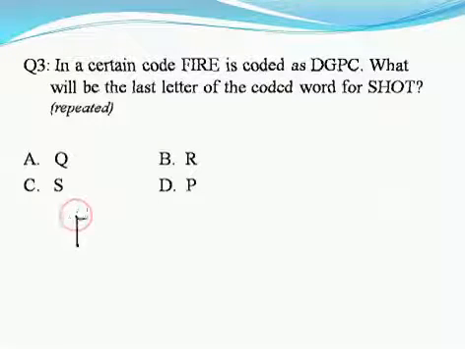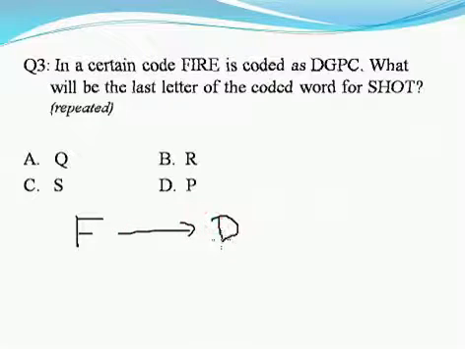So I'll start with F. What is F written as? It is written as D. Now in this we are not going ahead, we are going backward. A, B, C, D, E and F. That means from F to D I am going minus 2. Sorry, from F.